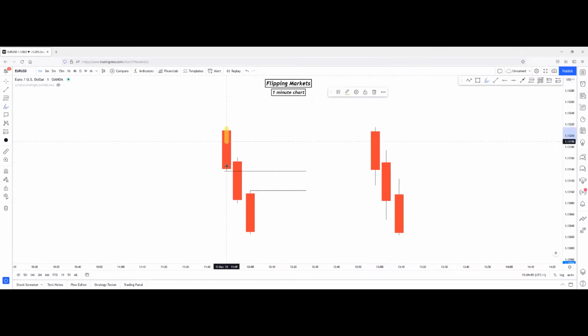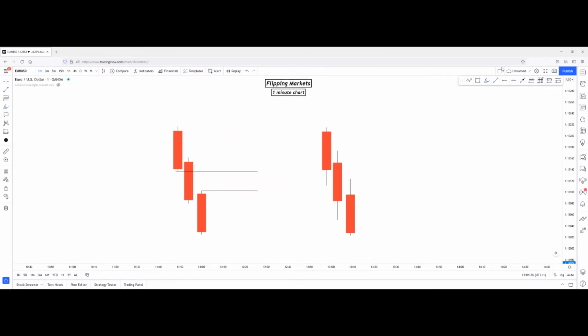So as you can see, price is printing several candles here, and the wicks between the candles, so this one and this one, don't meet in the middle. So this gap in the price is inefficient. So basically, inefficiency means a gap between the wicks.